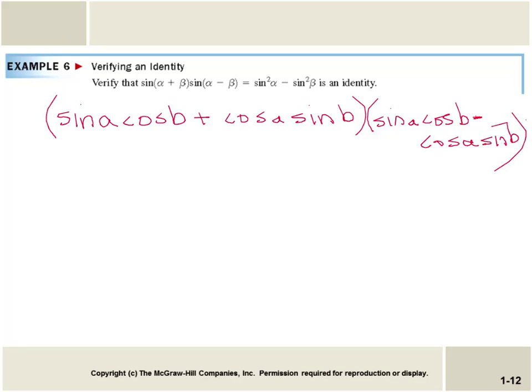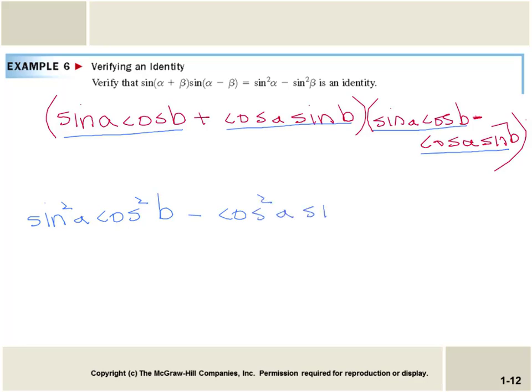Okay, good. Now, can you see that this is just the difference of squares? Because this is the same as this, and this is the same as this. So yeah, good, Griffin. Yes, it's just the difference of squares. So that means I square the first one, so I get sine squared A cosine squared B, and then minus cosine squared A sine squared B, right?